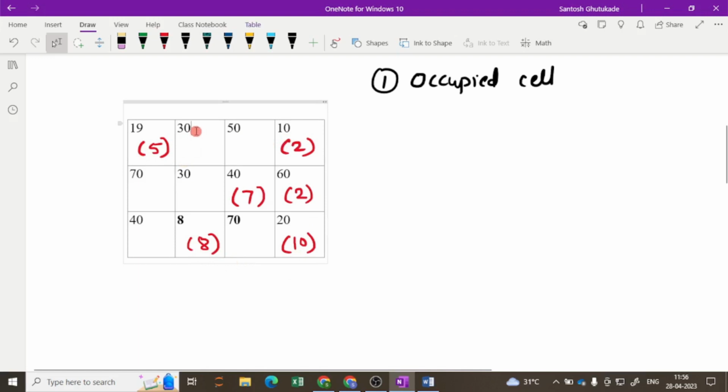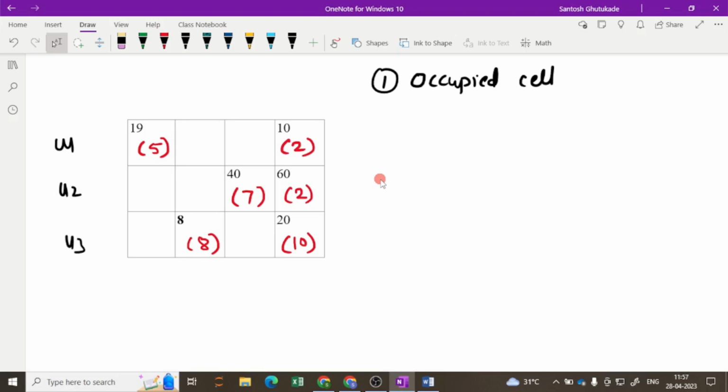Now I will remove the other values from here, so it will be easy to understand. Where there are occupied cells, these 6 cells are the occupied cells. Initially I am giving the names u1, u2, u3 for the rows, similarly v1, v2, v3 and v4 for the columns. For occupied cells we have the relation ui plus vj is equal to cij.